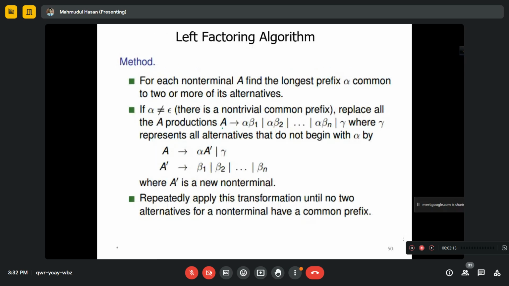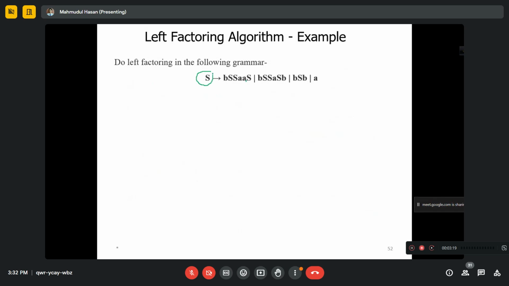Okay, so if you consider the formula like this one, that means this is A. This is A. And the common prefix, this one is alpha. That means alpha is BS. Then AAS, that is beta 1. Then SASB, that is beta 2. And B, that is beta 3. And there is no common prefix. That means this one is gamma. Is it? Yes, sir.